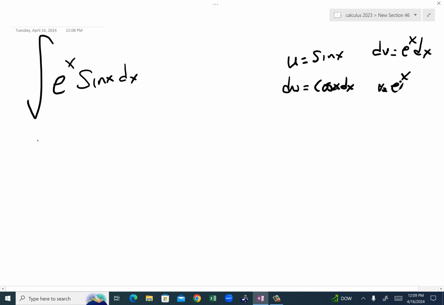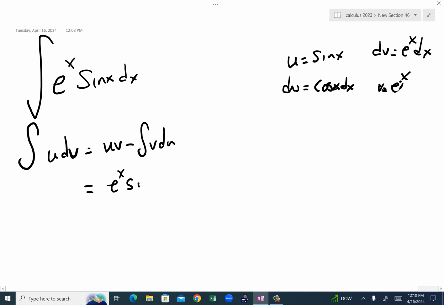And so the formula says if you have the integral of u dv, sorry, my bad, u dv, then the answer is uv minus the integral of v du. So let's start plugging and chugging, baby. So it's e to the x sine x minus the integral of e to the x cosine x dx. Oh dear.